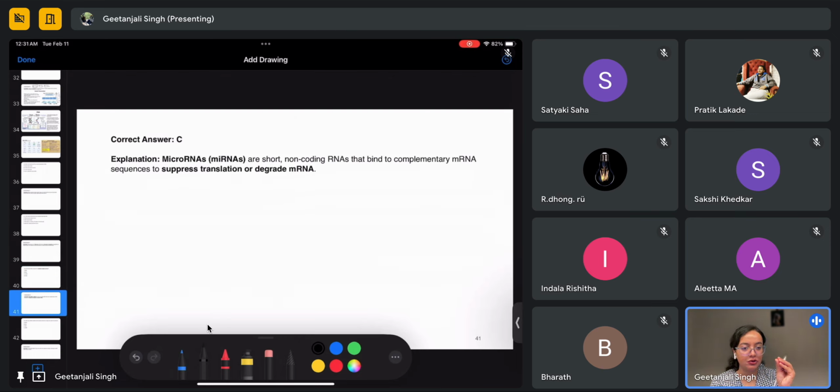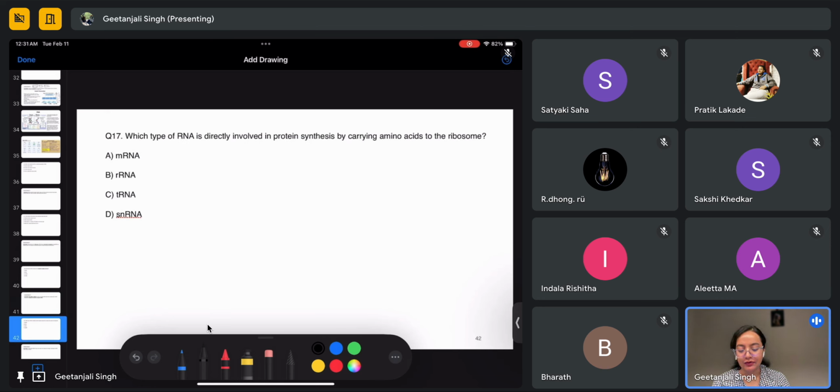MicroRNAs are short, non-coding RNAs that bind complementary to the mRNA sequence, to suppress the translation or degrade the mRNA. We'll discuss that, I think I have put it in the slide.